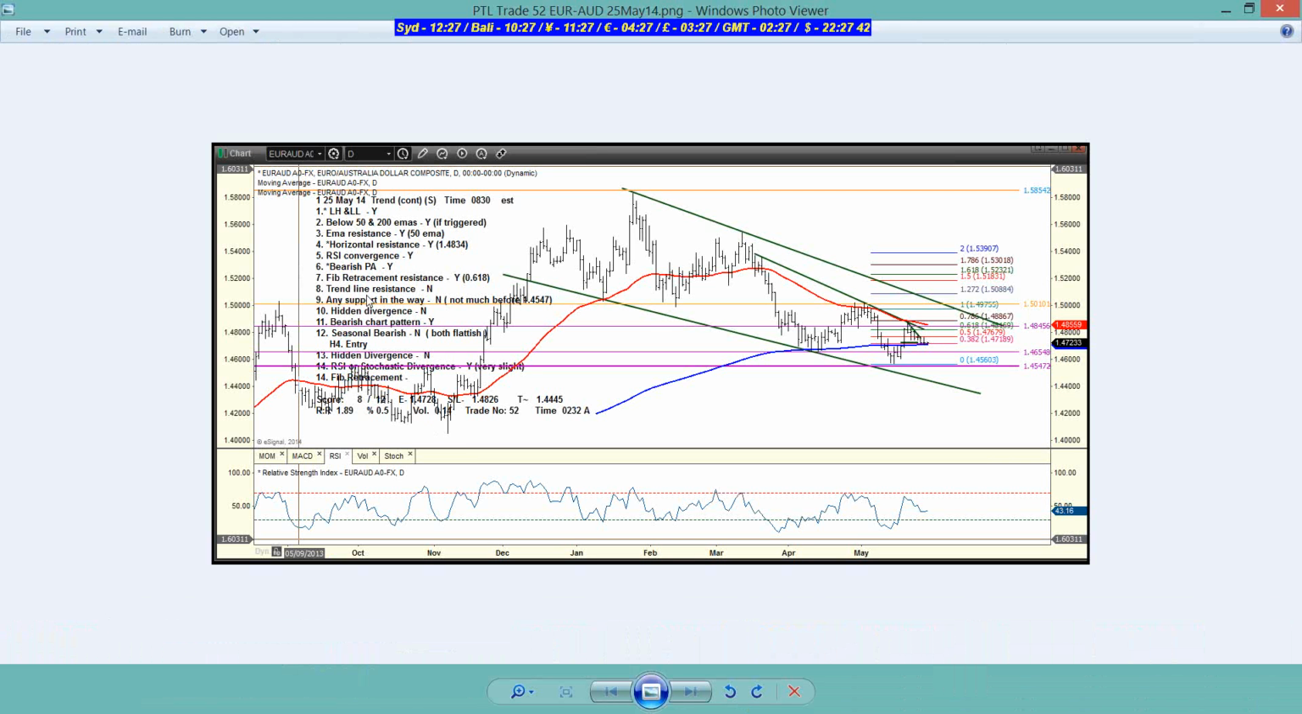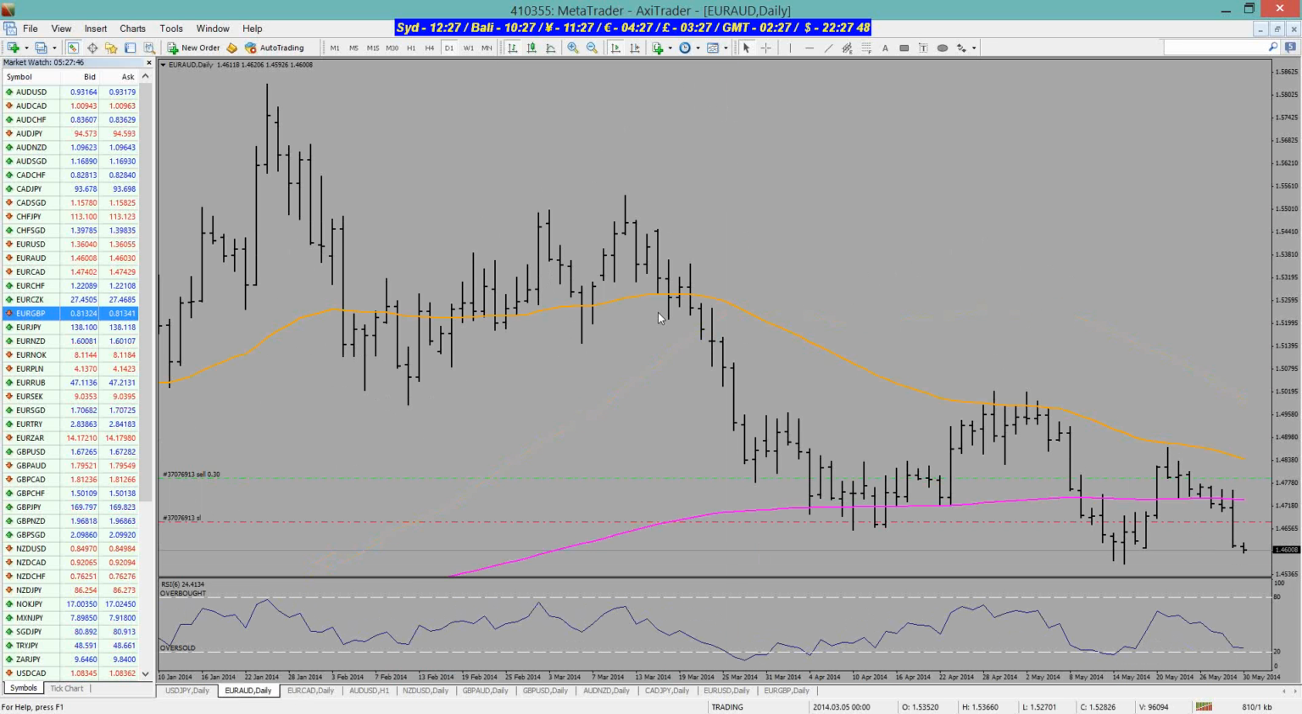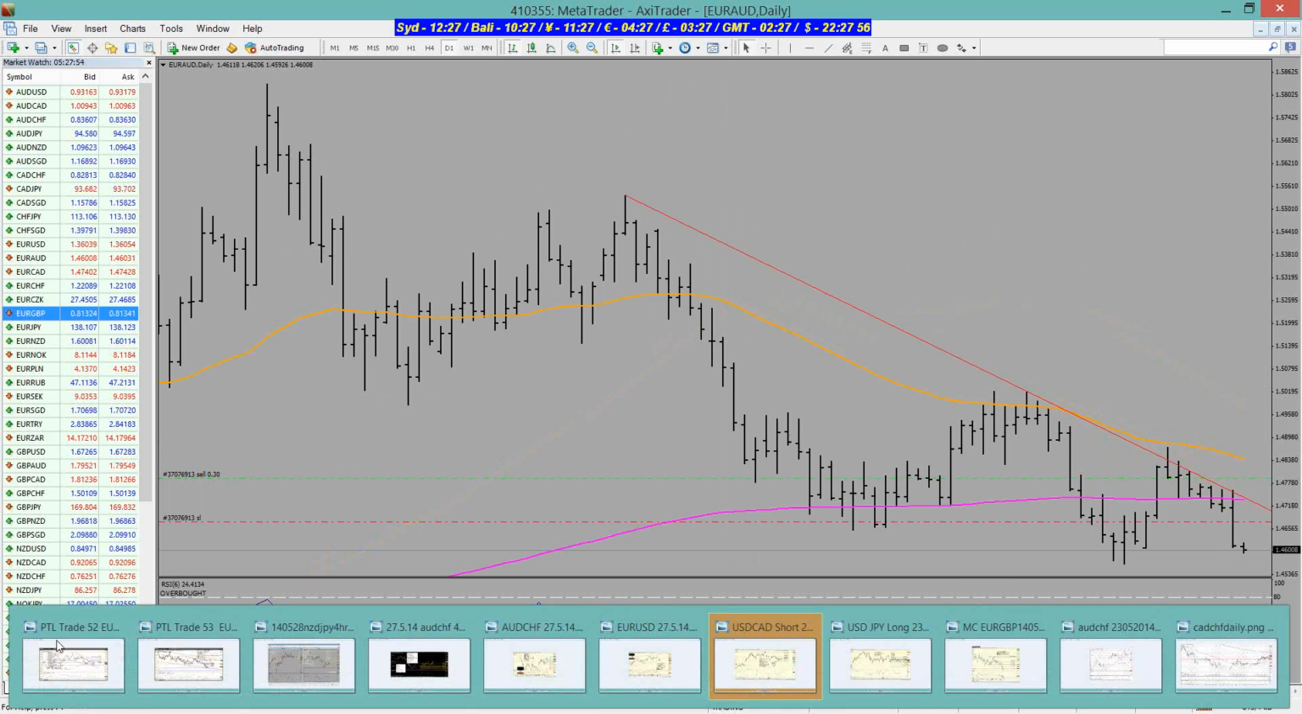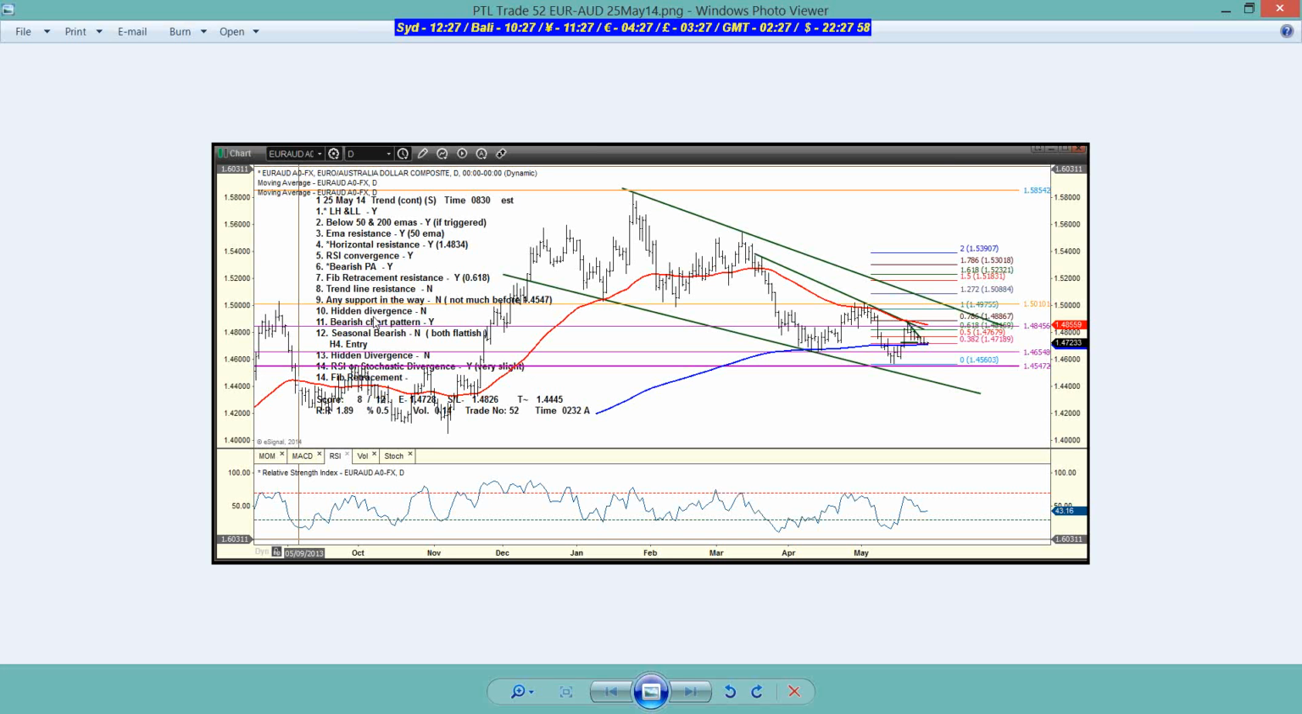Horizontal, this trend line, resistance. Wasn't there? I thought there was. Euro Aussie. If you join these two highs, you've got trend line resistance. Support in the way, correct, not much. Bearish chart pattern, yes, seasonal, both flat, okay. Awesome.